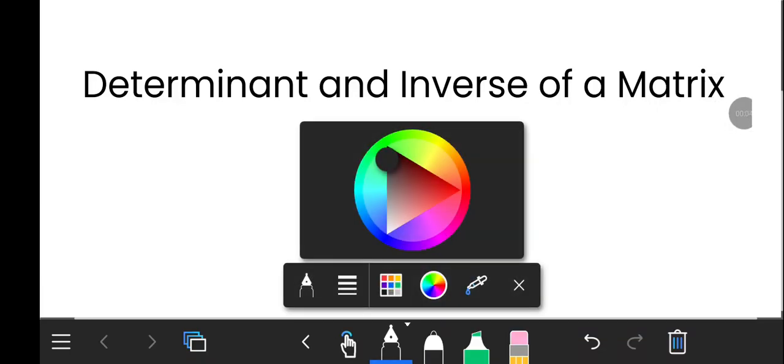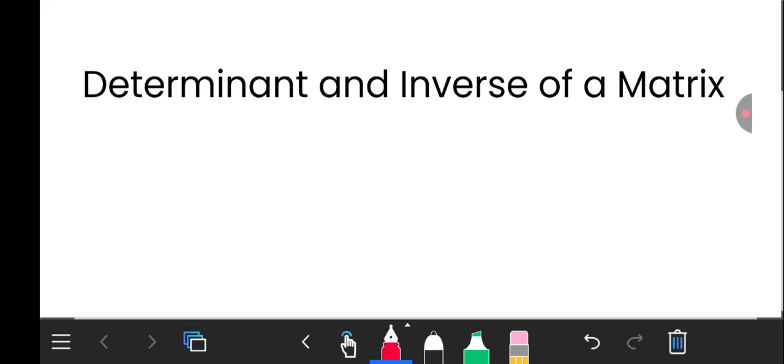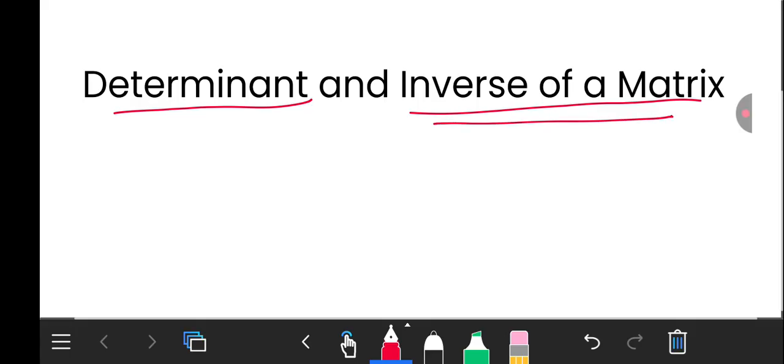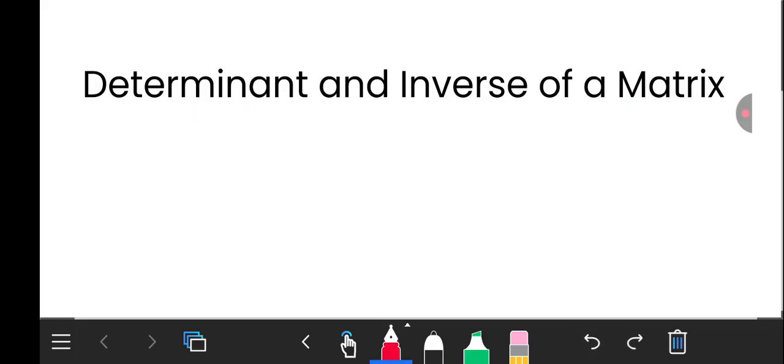Now let's conclude this part. This is the last part, part 2. We've done the determinant. Now let's look at the inverse of a matrix. But even as we look at the inverse of a matrix, we'll also be finding the determinant.